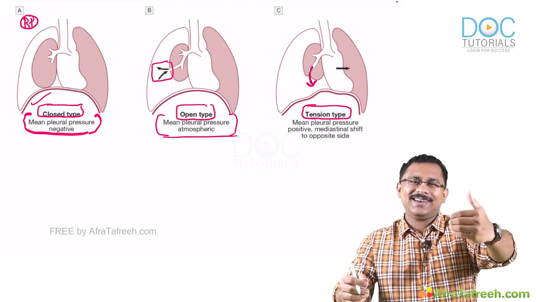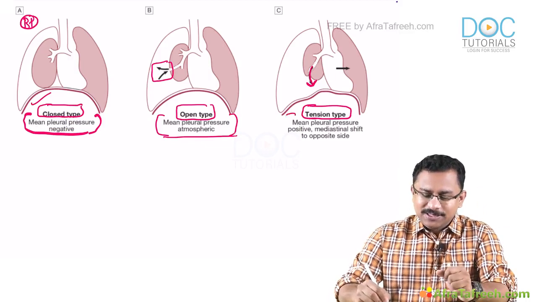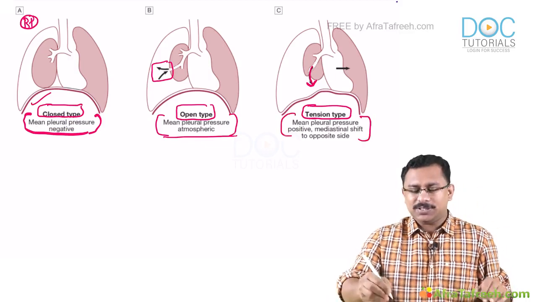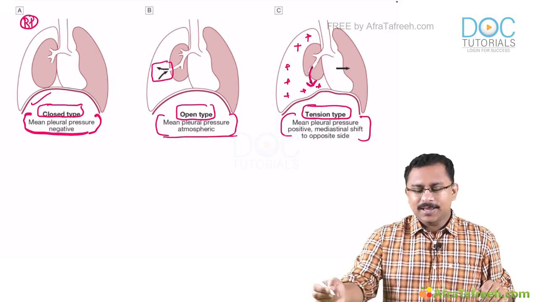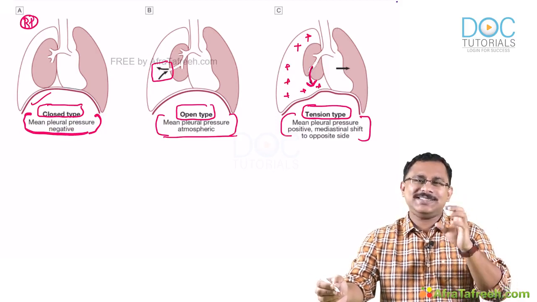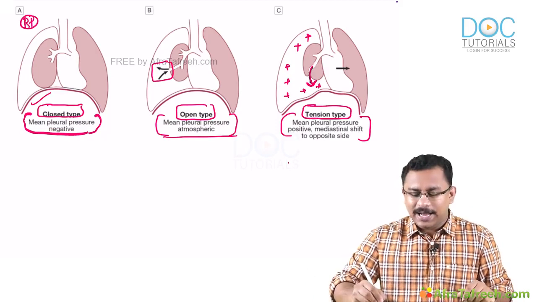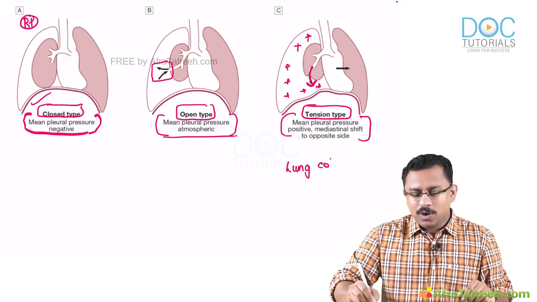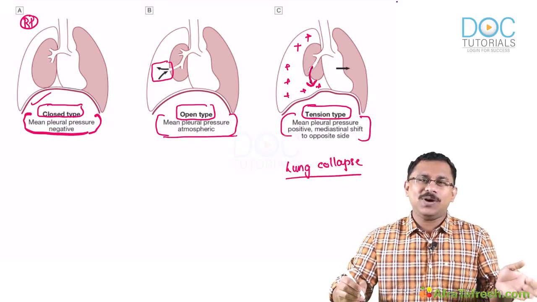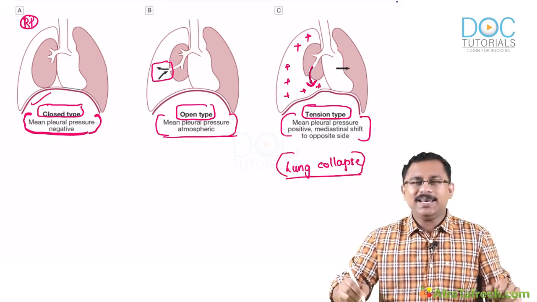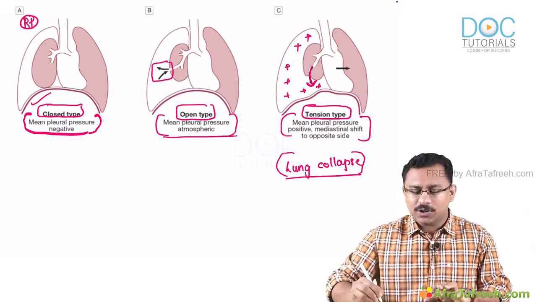You are having air coming into the pleural cavity, but it is not going outside, and because of which the mean pressure can be positive. There is so much positive pressure inside here, and because of so much positive pressure you can have lung collapse to a greater degree. Are you not having lung collapse in other entities, the closed and the open one? Yes, you are, but there is a significant degree of lung collapse, and the mediastinal shift also occurs.